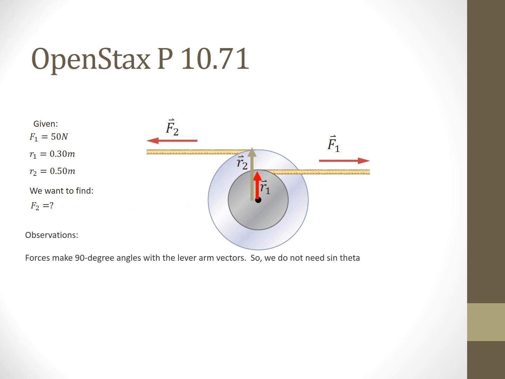And the observations that we see here is that forces make 90-degree angles with the lever arm vector, so we don't need sine theta. And that if we set up the x-axis as shown, pointing into the page, now we can start to define positive and negative vectors.